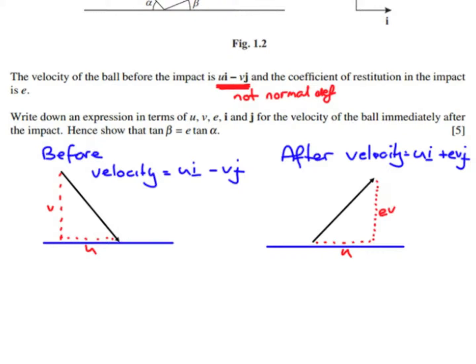Now we're also asked to show that tan beta is equal to e times tan alpha. And this is fairly straightforward to do once we realise what tan of alpha and tan of beta actually are. Tan of alpha, well, tan is opposite over adjacent, so it's just v over u in our diagram. Tan of beta, similarly, opposite over adjacent, is ev over u.